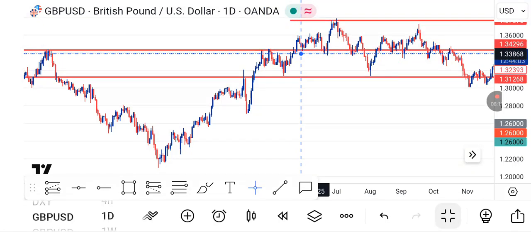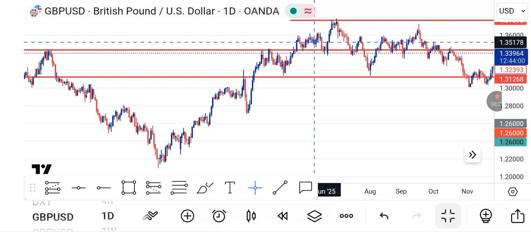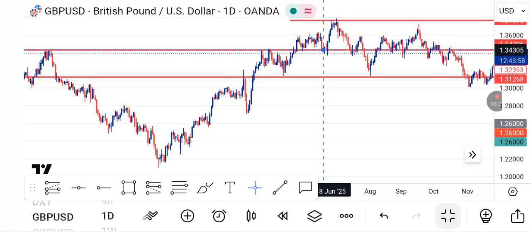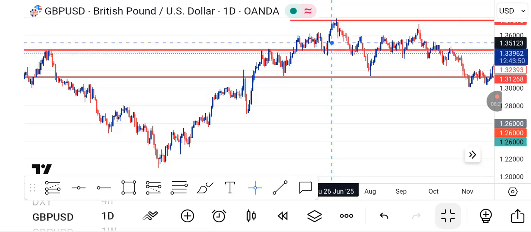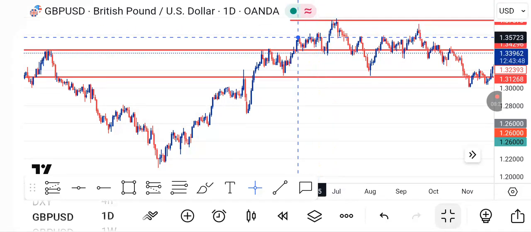Then came back to retest it. Then moved up a little bit. Then came back again to retest it again and do what? Buyers came around this area. A massive buy order came and drove it up, breaking this what?